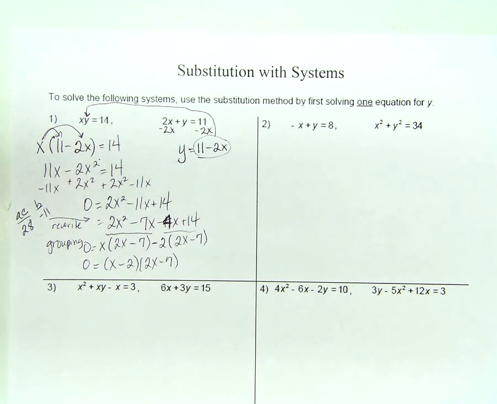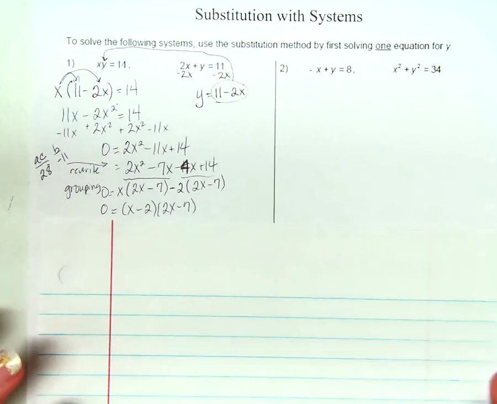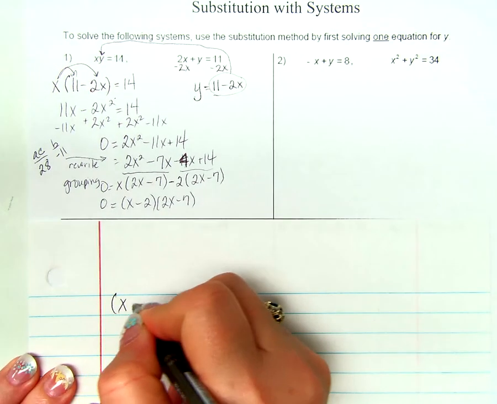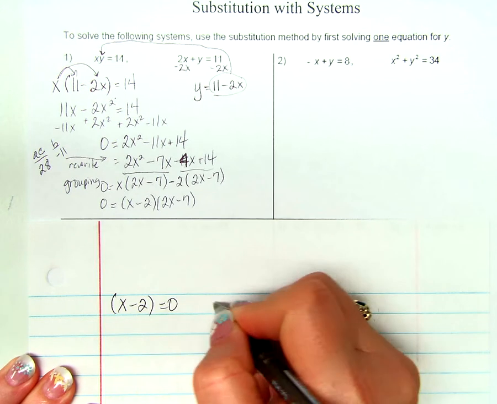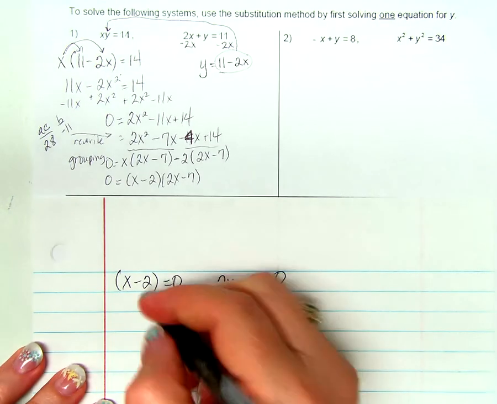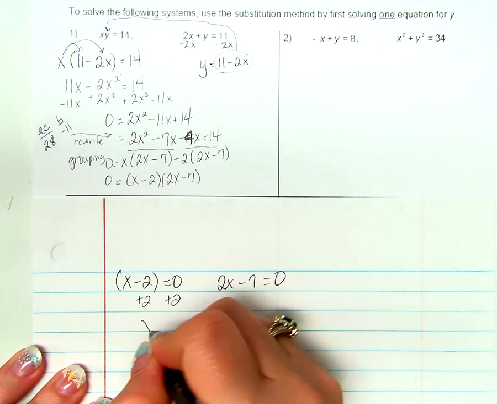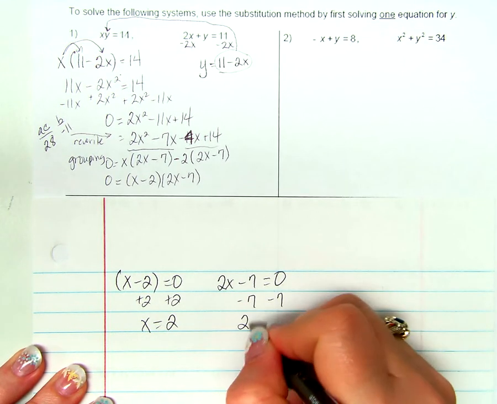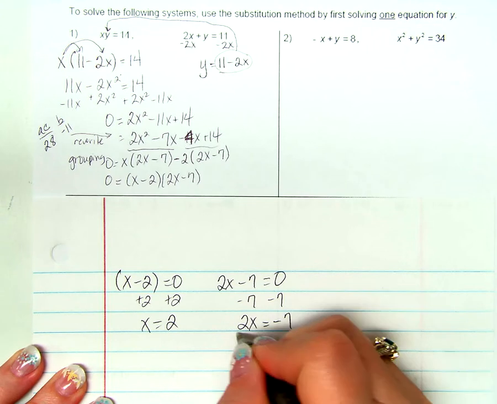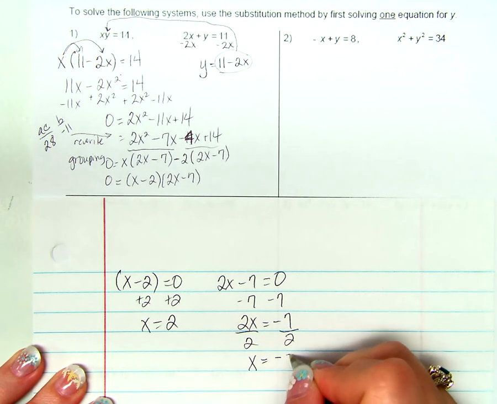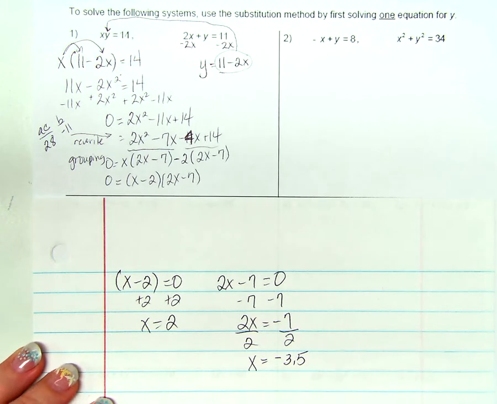Set them equal to 0. I do not have enough room, so I'm going to give myself a little room to write: x minus 2 equals 0, 2x minus 7 equals 0. If I add 2 to both sides, I get x equals 2. Here I have to subtract 7 and then divide by 2. So I get negative 3.5.